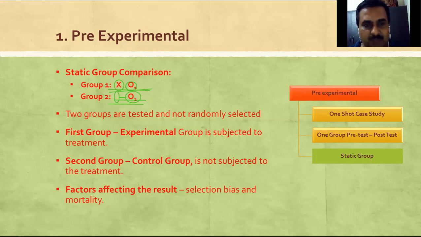Several extraneous variables we have already discussed in the previous one-group pre-test and post-test: history and maturation are the other factors which influence your sales performance. In this, selection bias and mortality are going to impact your research result. And in all these three, no random selection is made. The most important thing in pre-experimental is that no random selection is being made. That's why a biased result is expected to come out of this pre-experimental research design, and this is the reason why it is considered a loosely designed experimental research.